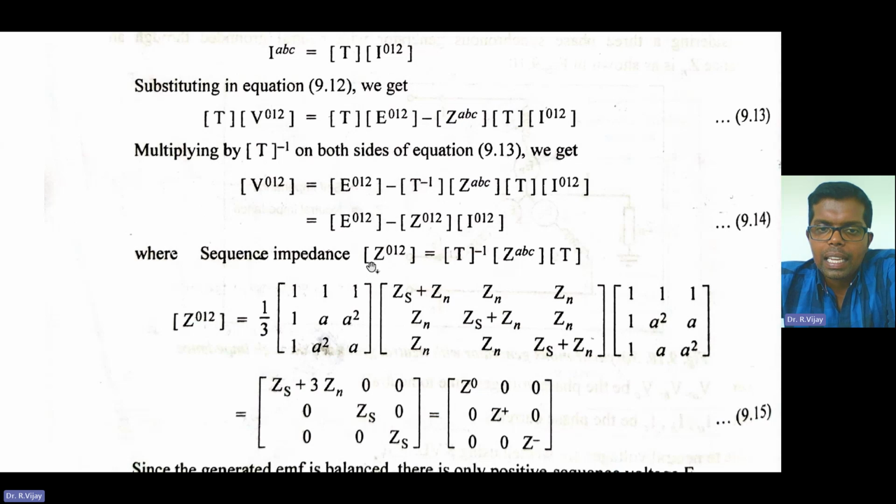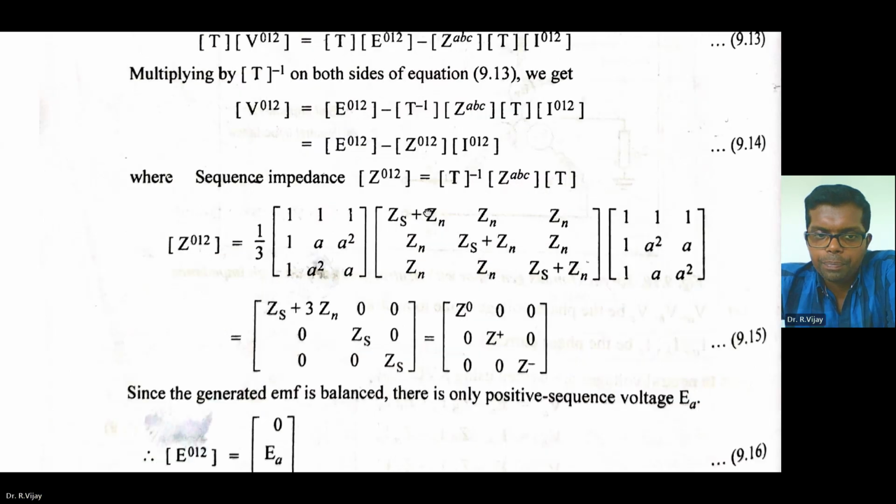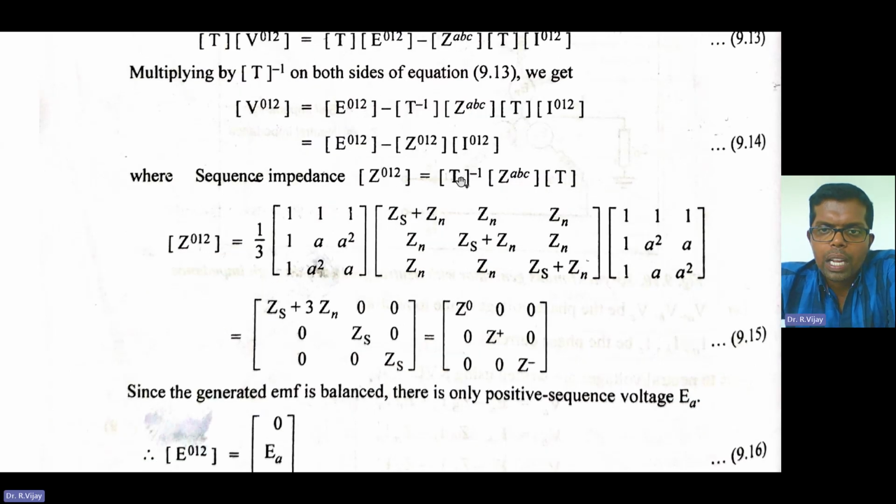Next, what is this sequence impedance? Z012 is equal to T inverse ZABC into T. Here T inverse, we already know, is 1 by 3 into the matrix 1, 1, 1; 1, A, A squared; 1, A squared, A, into ZABC. ZABC we can rewrite as Zs plus Zn, Zn, Zn; Zn, Zs plus Zn, Zn; Zn, Zn, Zs plus Zn. The self impedances are the same, and all other elements, the mutual impedances, are Zn.